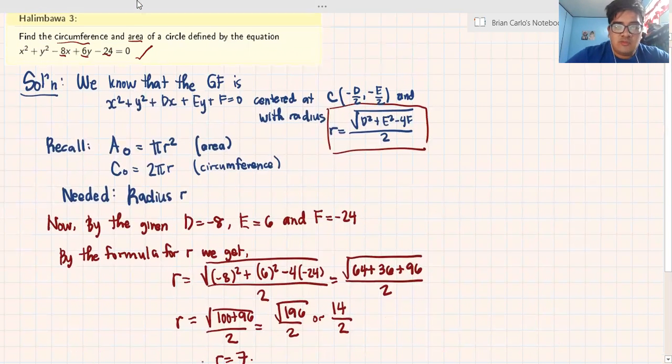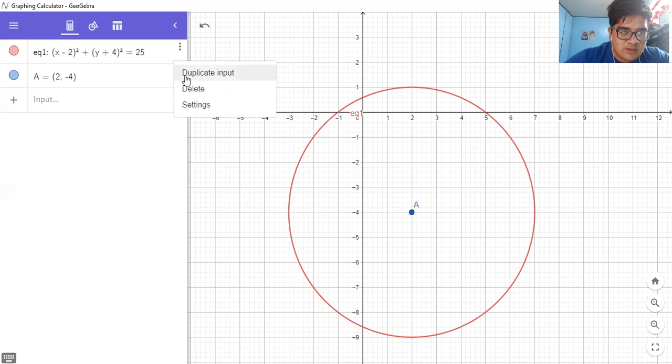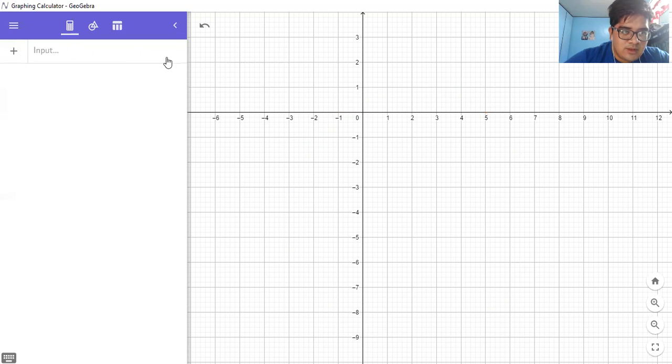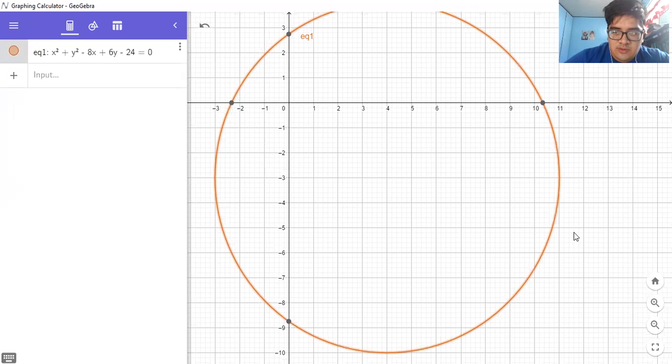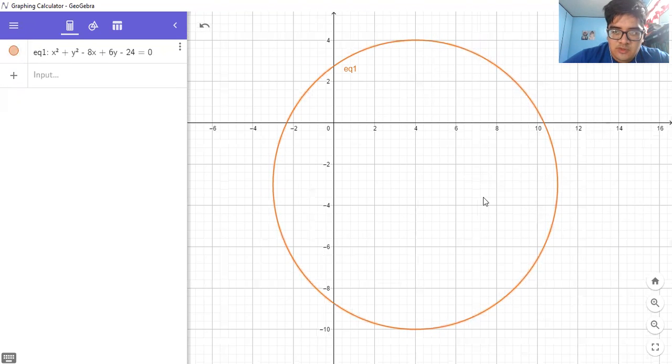Now, let's draw the circle in GeoGebra. Let's go back here. I did not delete it here. I'm sorry. Delete. Now, let's input the circle: x squared plus y squared minus 8x plus 6y minus 24 is equal to 0. And that is indeed the circle from the given earlier. It is indeed a circle. This is it, the orange portion.